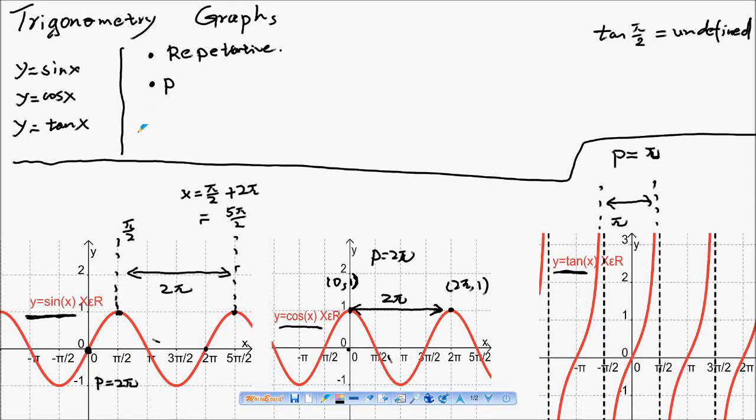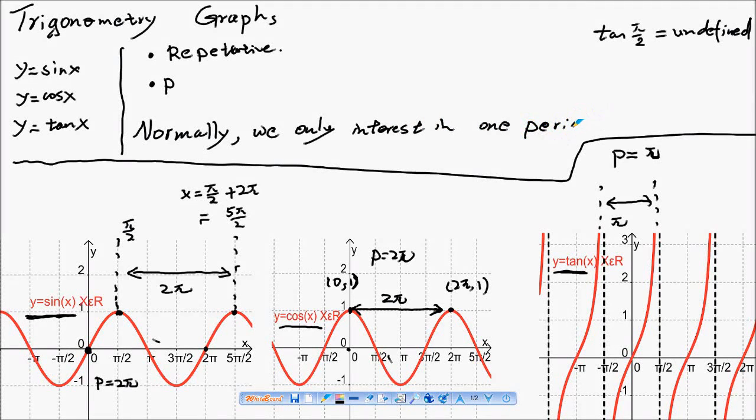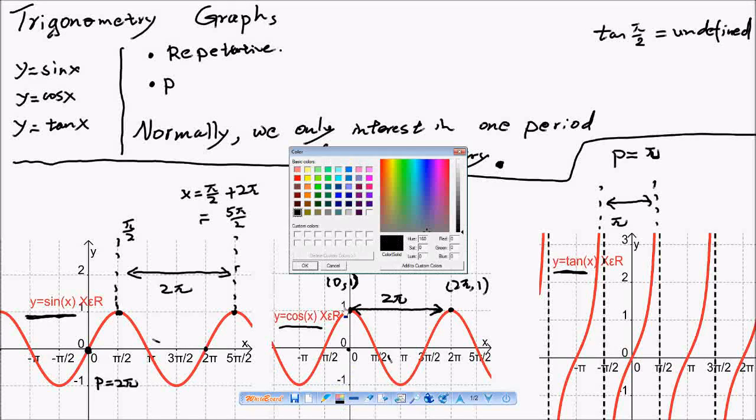So normally we are only interested in one period of a trigonometry graph. Of course, there are different cases. Sometimes they ask you to draw two periods of the graph in your exam, but the idea is if you analyze one period of the graph, the other period should have the same property. Okay, and this just makes your life easier.